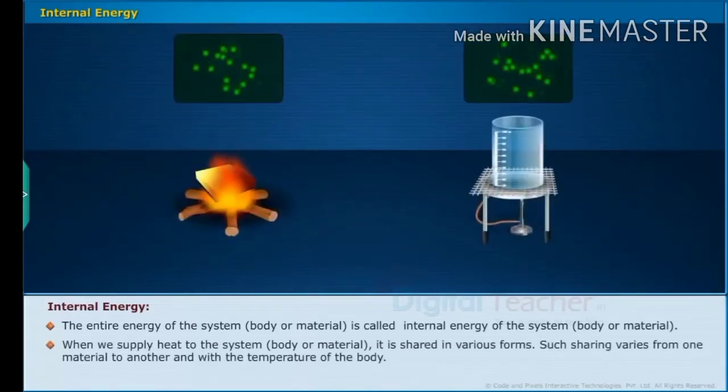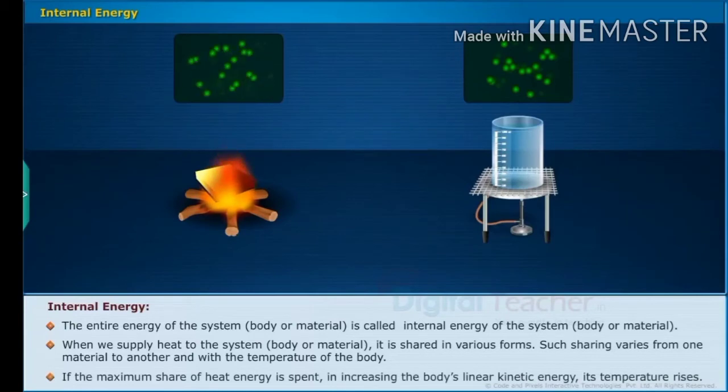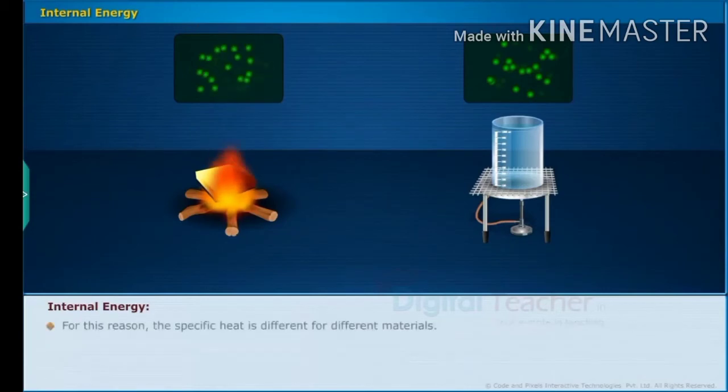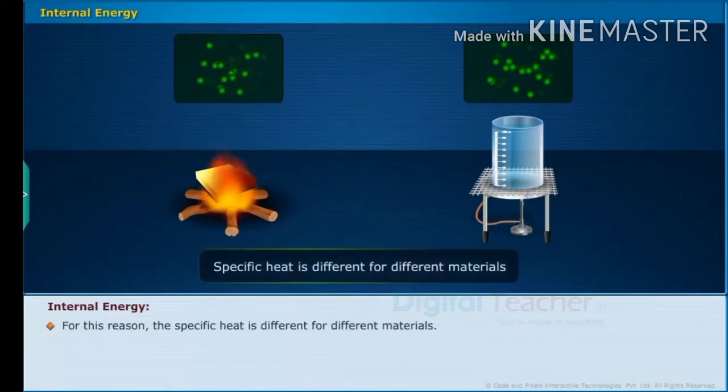When we supply heat to the system, body or material, it is shared in various forms. Such sharing varies from one material to another and with the temperature of the body. If the maximum share of heat energy is spent in increasing the body's linear kinetic energy, its temperature rises. For this reason, the specific heat is different for different materials.